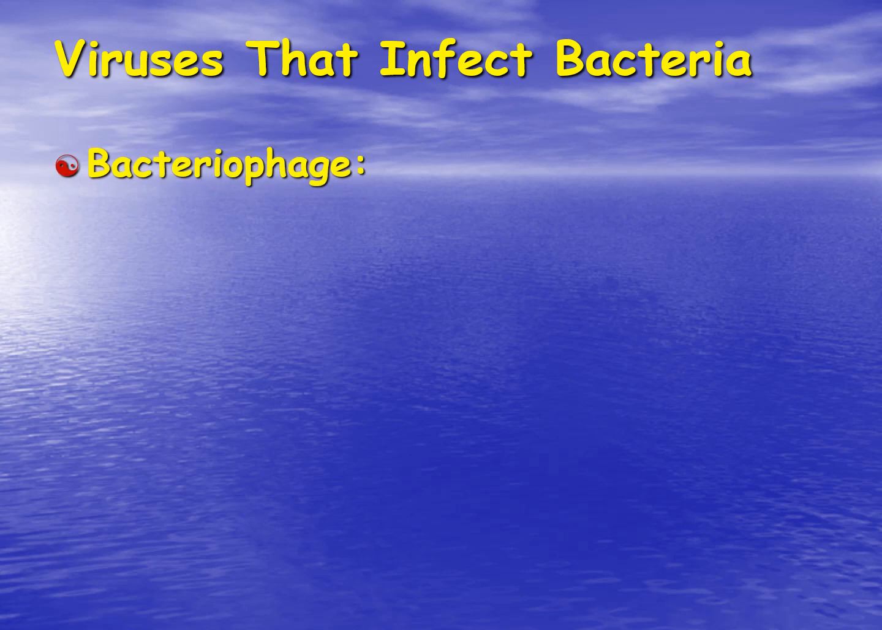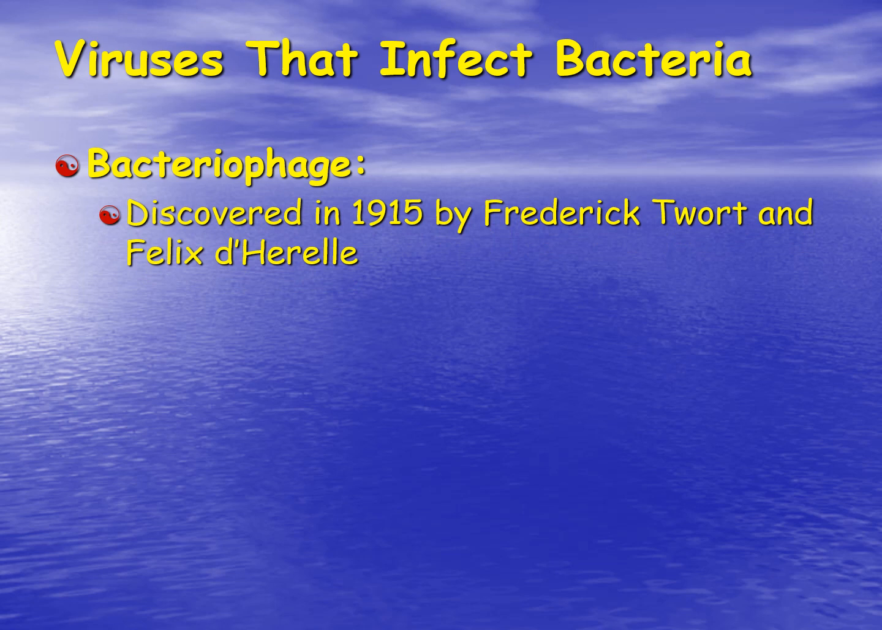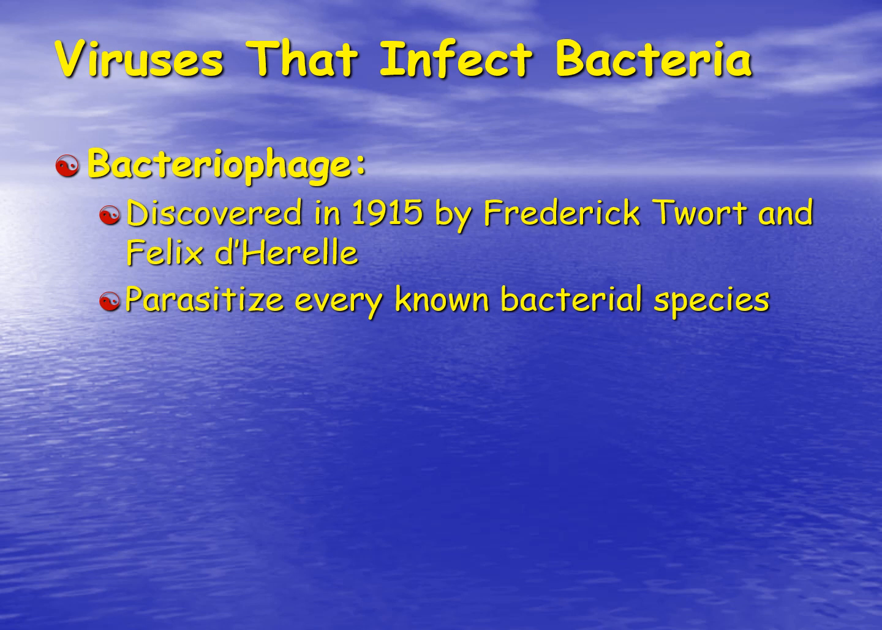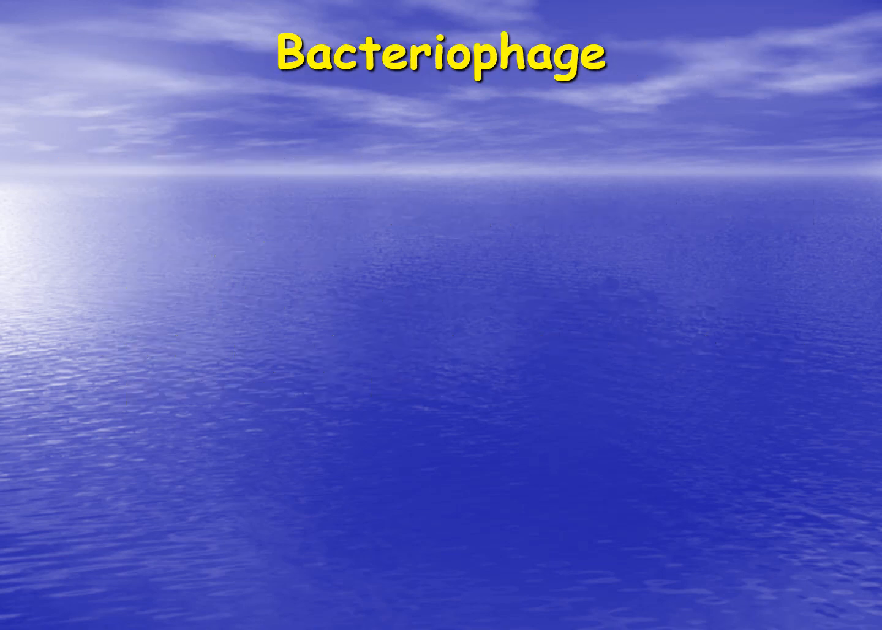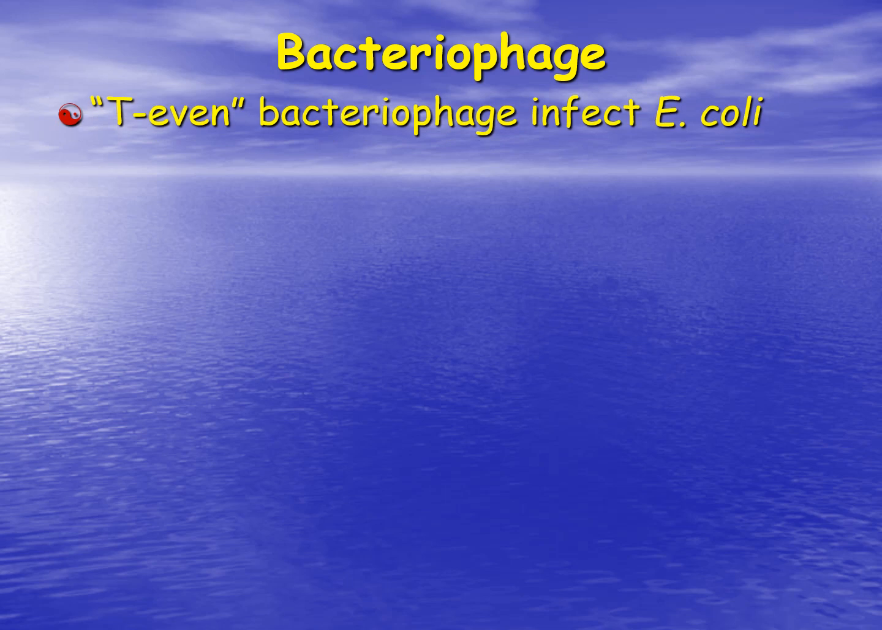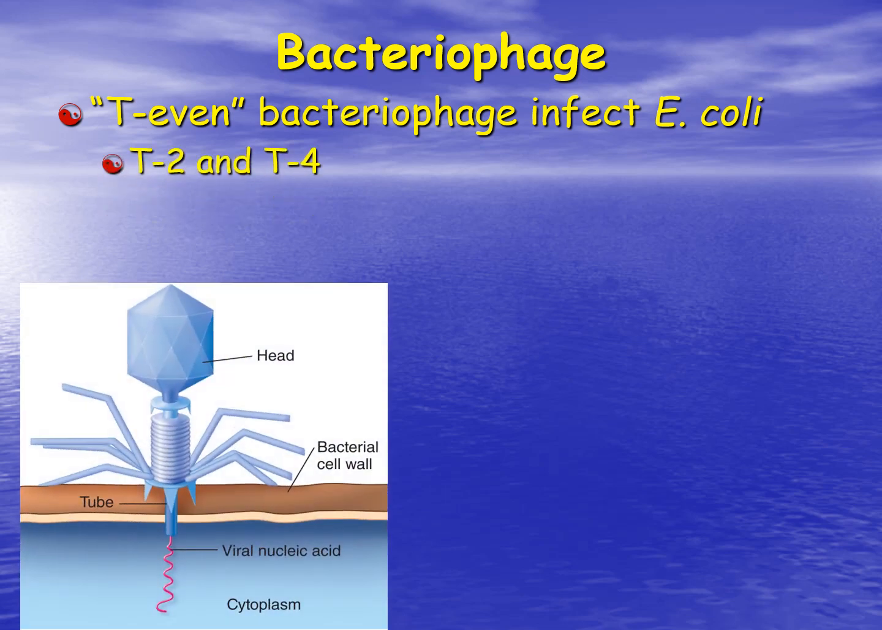Now, viruses that infect bacteria, these are the bacteriophages, and these were just first discovered in 1915. They parasitize every known bacterial species, even though most bacteriophages are very species specific for their bacteria. They often make the bacteria they infect more pathogenic to humans, however. The T-even bacteriophages, such as the T4 bacteriophage, infect E. coli. And this is T2, T4.